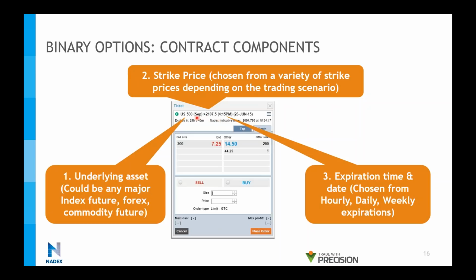All right. So market, strike price, and the next important thing: what's the expiry cycle? When is this contract finally settling? Expiration time and date are chosen from hourly, daily, weekly expirations. You just pick those from the platform. So we're looking here at an option on the S&P 500, which settles above 2,107.5, and this settles at 4:15 in the afternoon. This is what we see here on that contract. This is what we are trading.